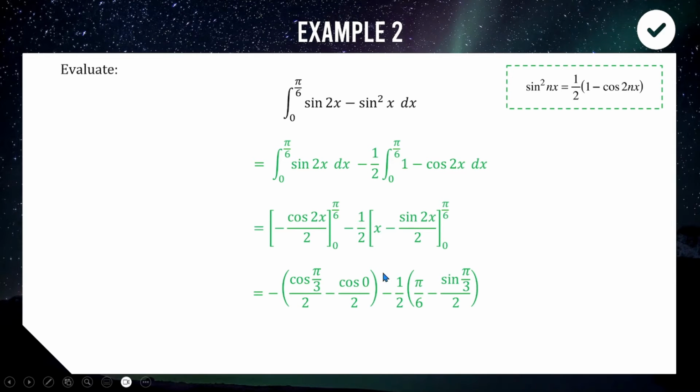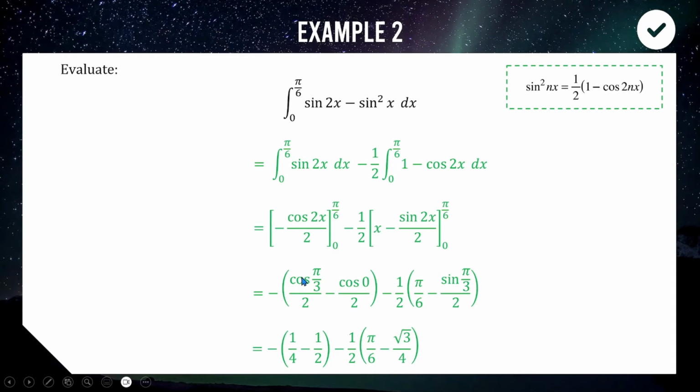Negative a half at the front of the second expression, subbing in pi on 6 here for x, and then once again, pi on 6 is 30 degrees. When we double the angle, it turns into 60, which is pi on 3, and we've still got the divided by 2 here. Okay, now we need to evaluate a bunch of stuff.